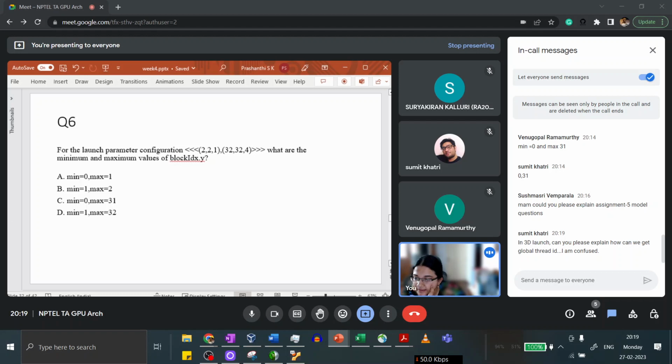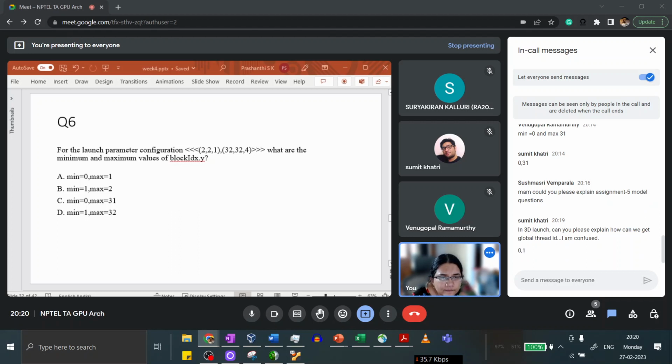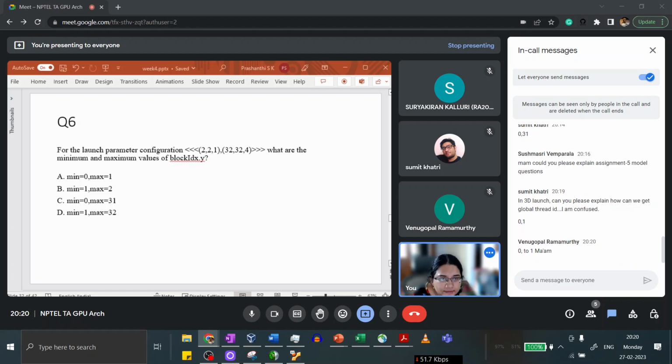Okay, in a 3D launch, how do we get the global thread ID? In the meantime, keep solving this question. Let me see if one of the recap slides I had talks about that. Okay, 0 comma 1, anyone else? 0 to 1, okay.